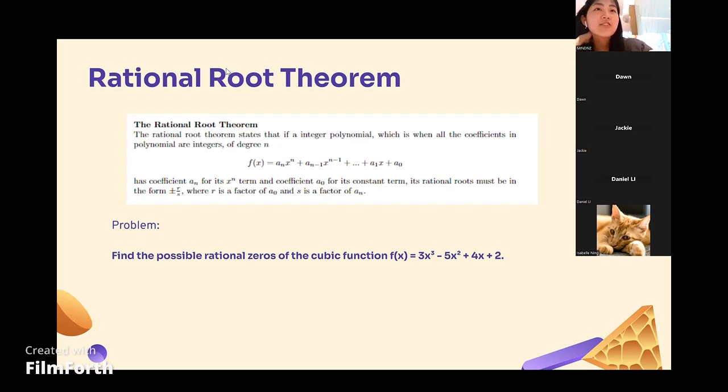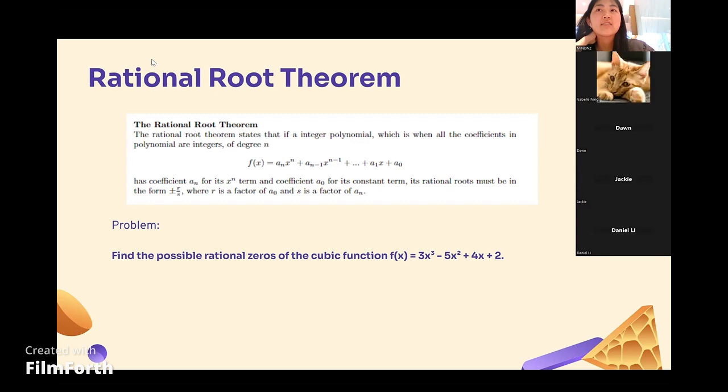Okay, so I've seen a really good response from Isabel. Isabel, do you want to share your ideas? No pressure. So A0 and AN are both prime, so you can just substitute in all of the divisors in the R over S thing.